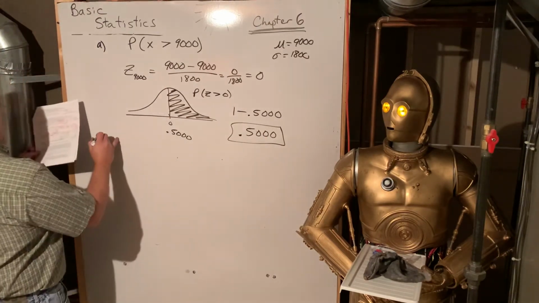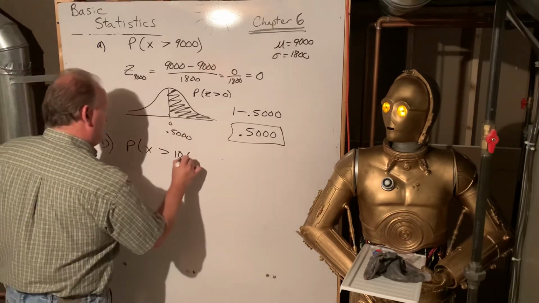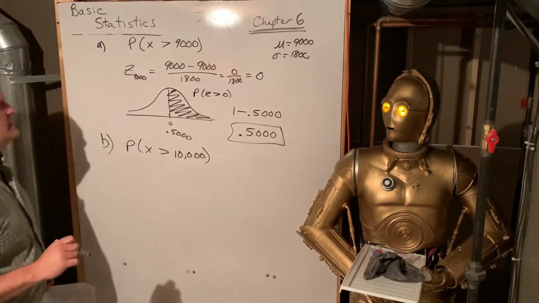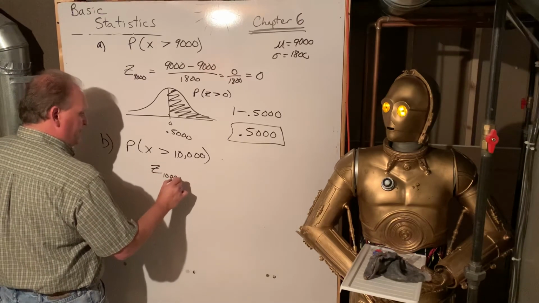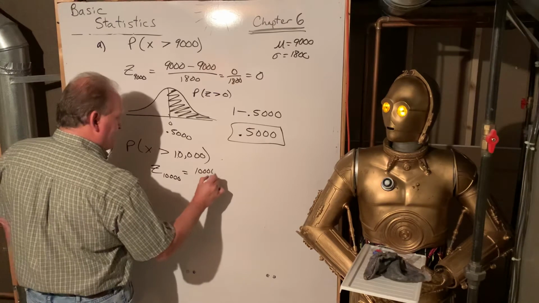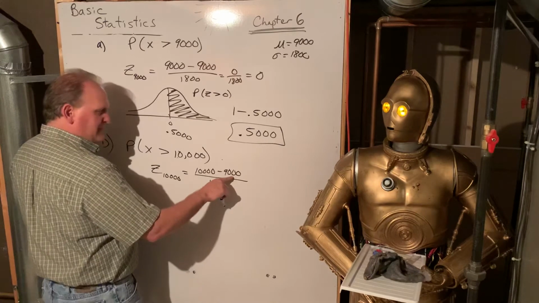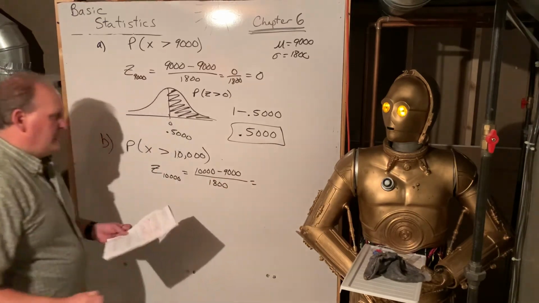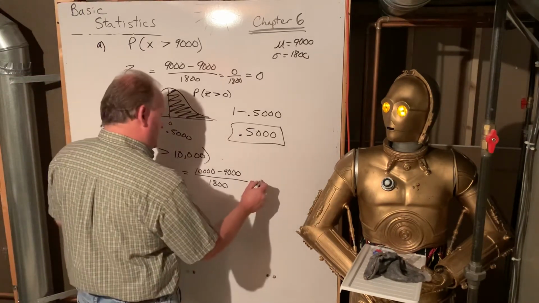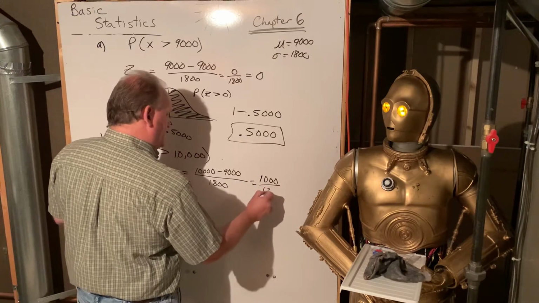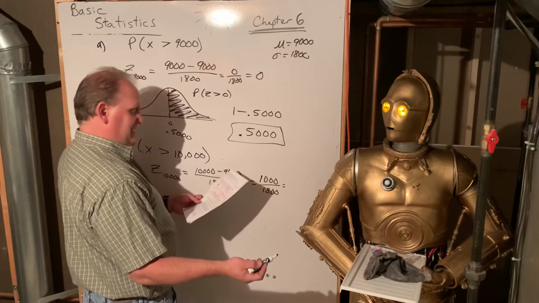All right, let's go with B. The probability that x is greater than 10,000. And so that's going to look like this. We're going to find a z-score for 10,000. So remember, they gave us the 9,000, they gave us the 1,800, and so this is above the mean. So let's see how far above the mean it is. 1,000 divided by 1,800, that gives us a z-score of 0.56.